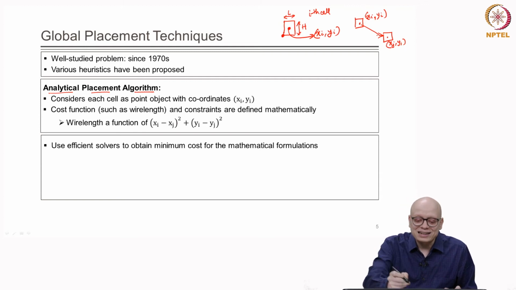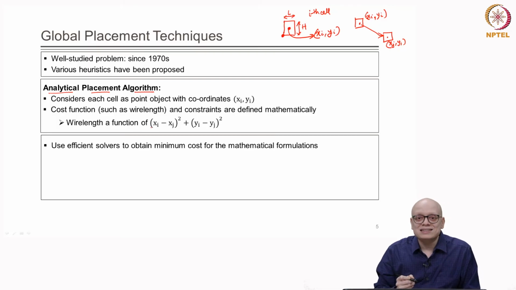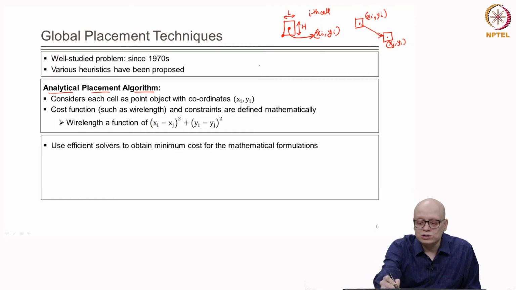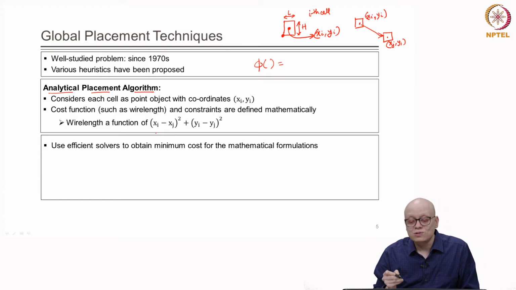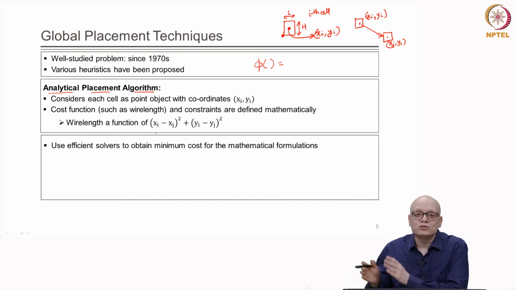Now, if we directly give, say, minimize x, a function, the total wire length phi, which is a function of (xi minus xj) whole square plus (yi minus yj) whole square, and similarly other terms will be there.